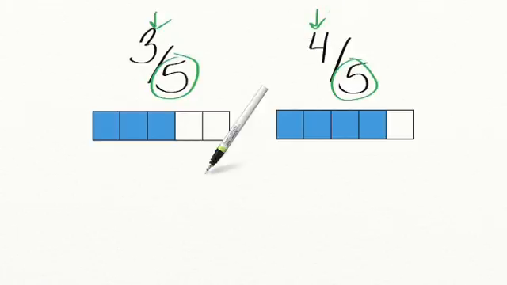We can also look at our fraction bars here. Which fraction bar has less parts shaded? Since 3 is a smaller number than 4, and 3/5 has less parts shaded than 4/5, that means that 3/5 is less than 4/5. Now remember, 3/5 is going to be on the smaller side of our symbol here because it's less than 4/5. 4/5 is going to be on the larger side here because 4/5 is the larger number.